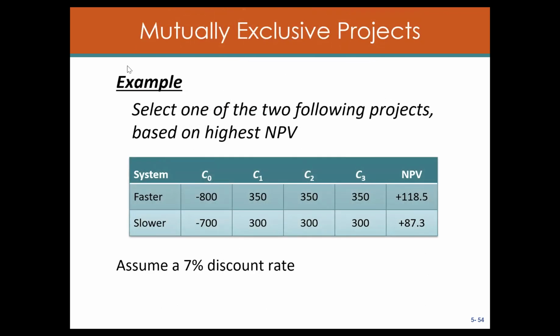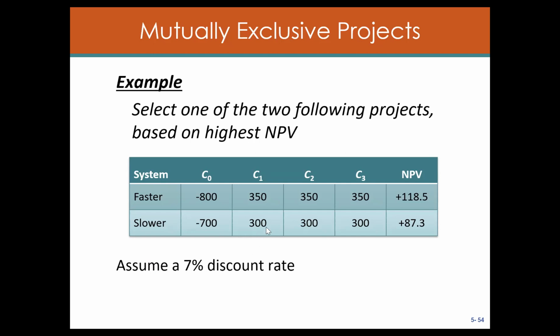So here is another example. Select one of the 2 following projects based on highest net present value. Okay, so you have 2, one cash flow is negative 800 just now, and then 350, 350, 350 is the cash flow over here in the future years. And the other one is you don't invest 800, you invest 700 just now, but you will get only 300 cash flow every year. What is the net present value? And the discount rate is 7% over here.